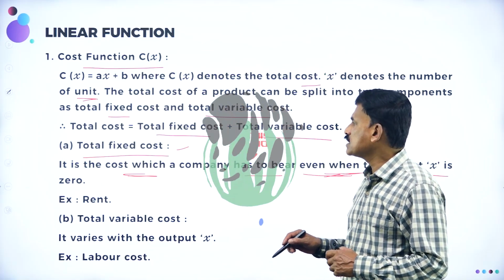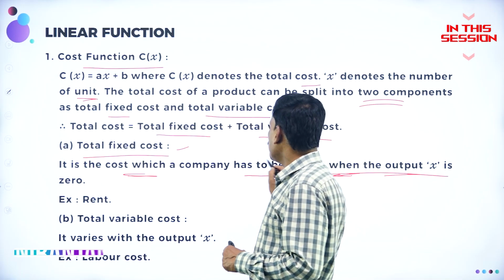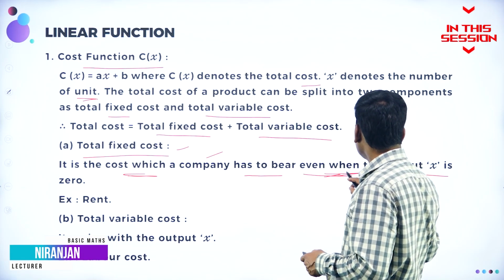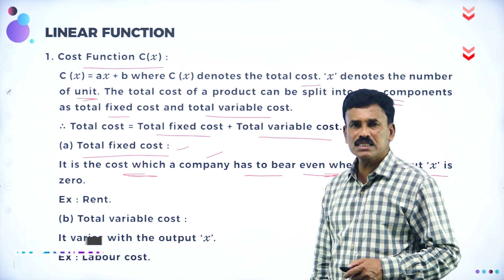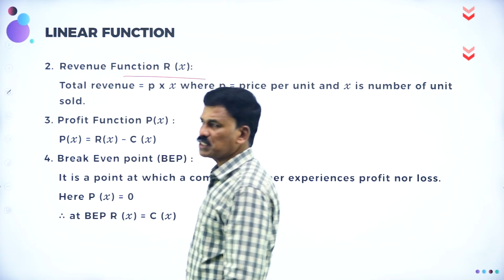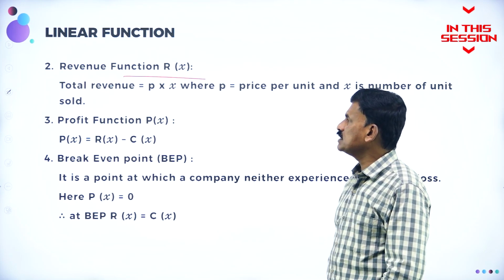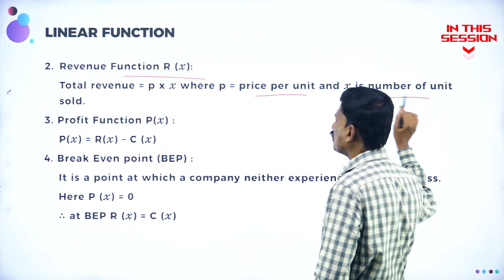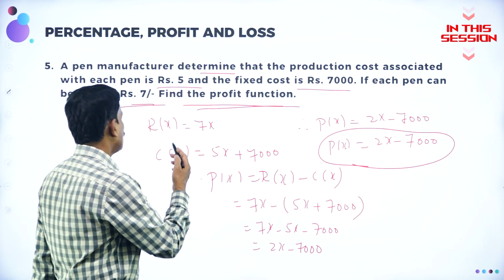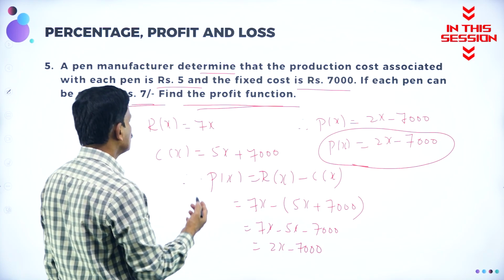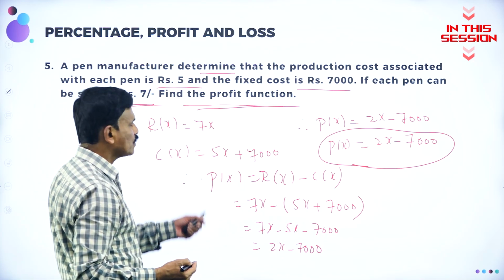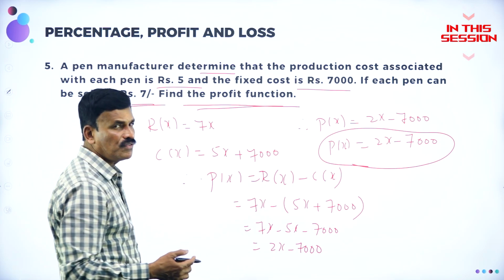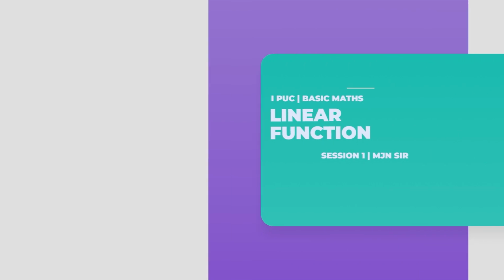Even if the output X is zero, the total cost will be borne by that company. That means it is the cost which a company has to bear when the output X is zero. What is the revenue function? The total revenue function is given by P into X, where P is the price per unit and X is the number of units. Here, R of X is given and C of X is nothing but 5X plus 7000. So the profit function is nothing but R of X minus C of X, that is, revenue function minus cost function.